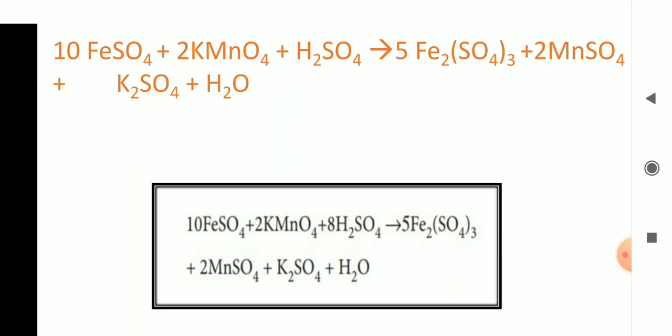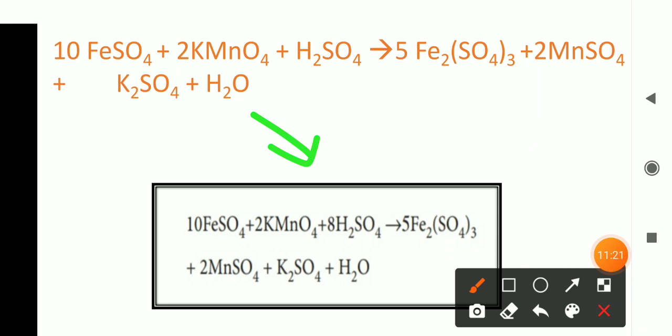Now this equation is written like this. Look here. 10 FeSO4 plus 2 KMnO4 plus 8 H2SO4, which gives 5 Fe2(SO4)3 plus 2 MnSO4 plus K2SO4 plus H2O. So with this, step number 4 is over. In step number 4, what have we done? We have balanced the atoms except hydrogen and oxygen.